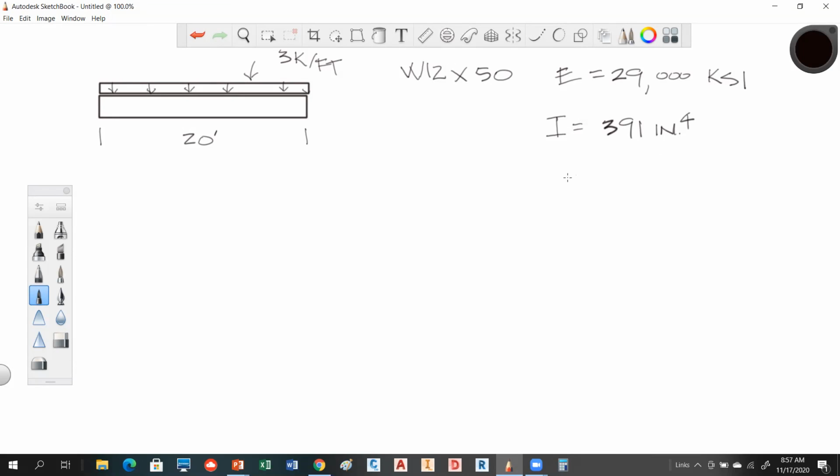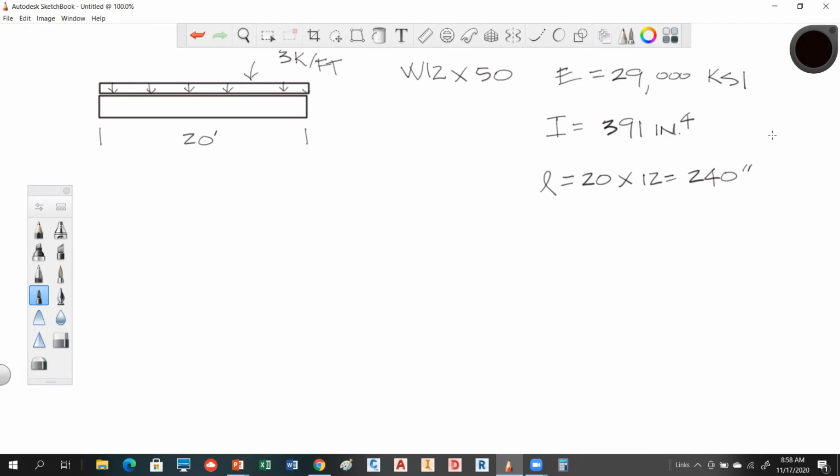Okay, so the other thing we need is the length expressed in terms of inches. So we have 20 feet. We're going to convert that to inches. We're going to multiply that by 12, and that's going to give us 240 inches, correct.